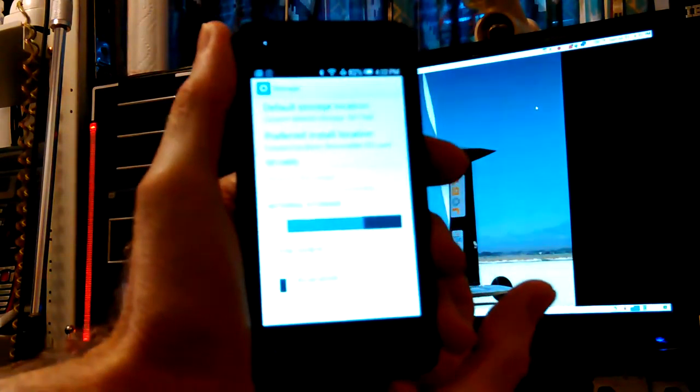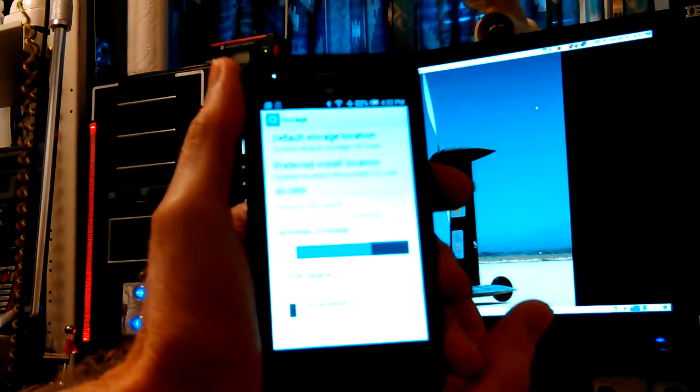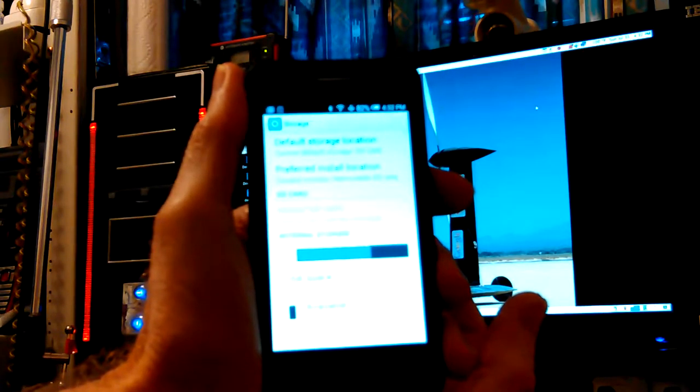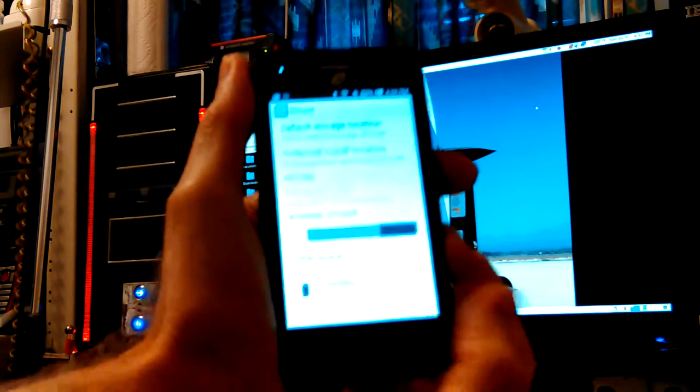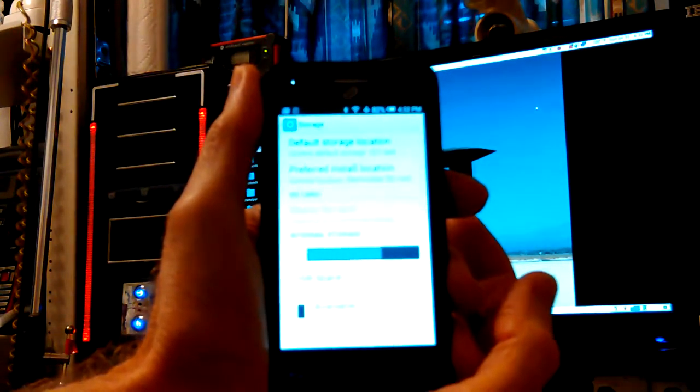Okay, now. Trying to get to where it shows up on the video, and I can read it too. Default storage location, SD card. Yep. Wait. There's no space information.